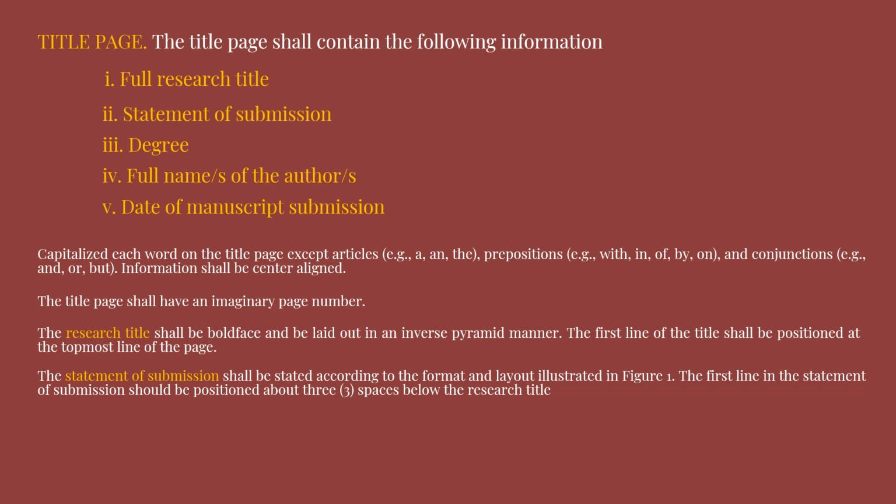a figure. The first line of the statement of submission should be positioned about 3 spaces below the research title. So below the research title, there should be 3 spaces before you start the statement of submission. The degree shall be in boldface and in a single line only.